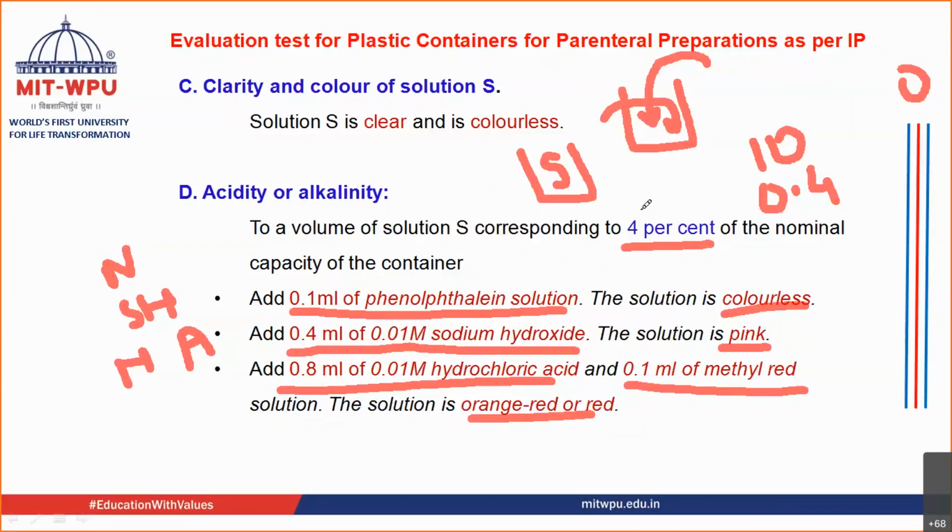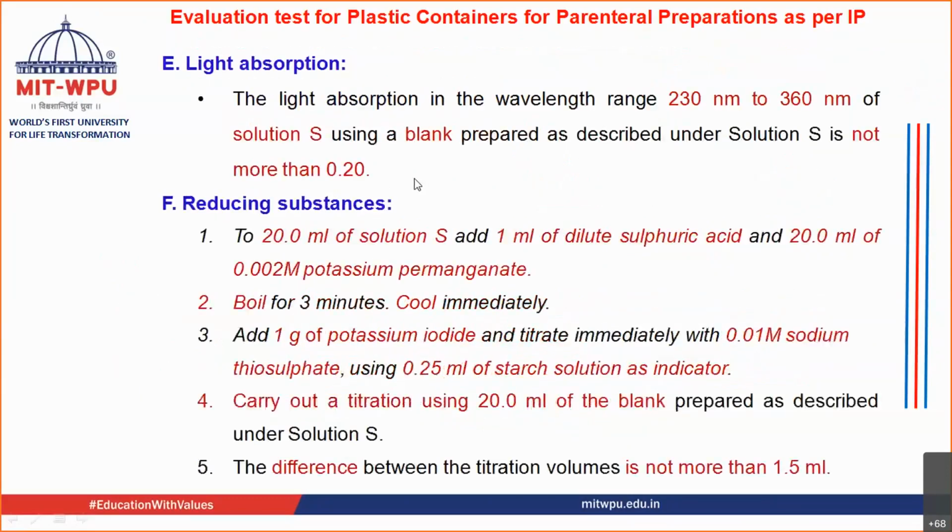So this is how you carry out the acidity and alkalinity test of the solution S that you have prepared earlier. Moving ahead, the next test is about light absorption, right? You have prepared solution S. For this solution S, you are going to measure the light absorption using your UV apparatus, in the wavelength range of 230 to 360 nm. The blank that you have prepared is going to be used as the blank over here also, right?